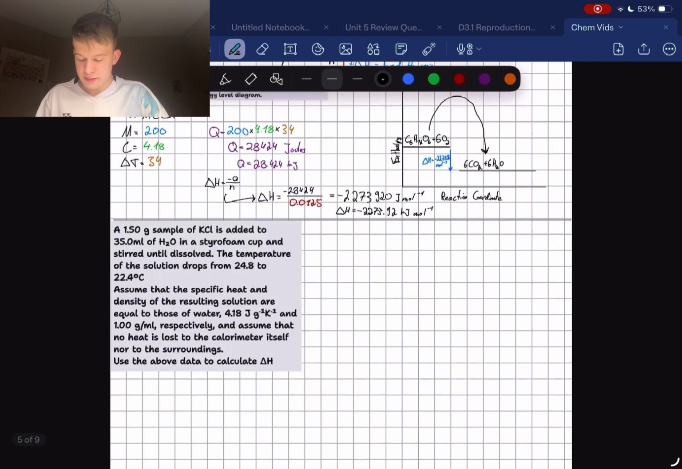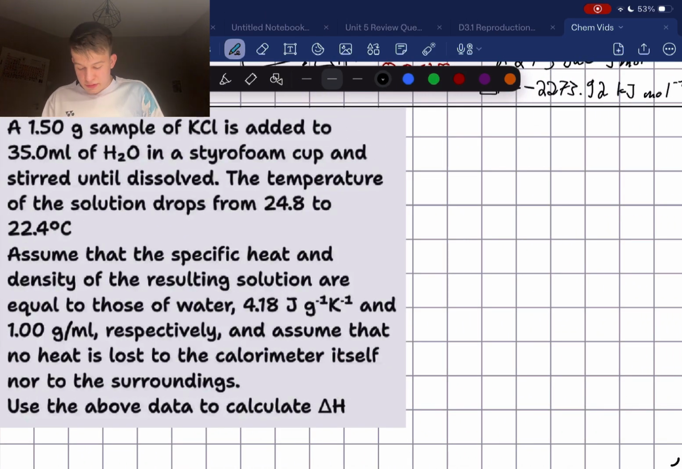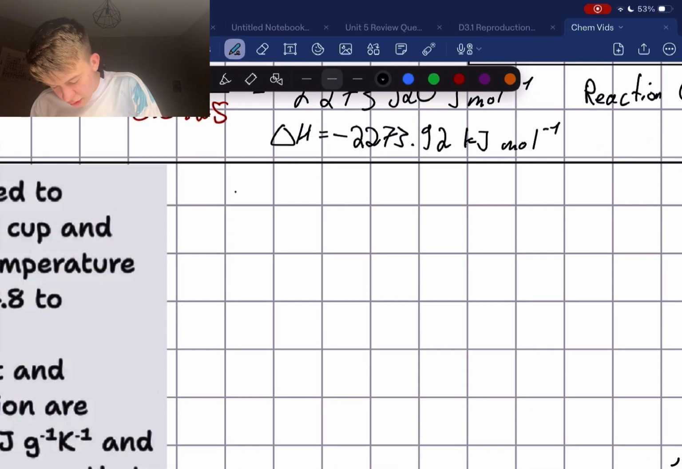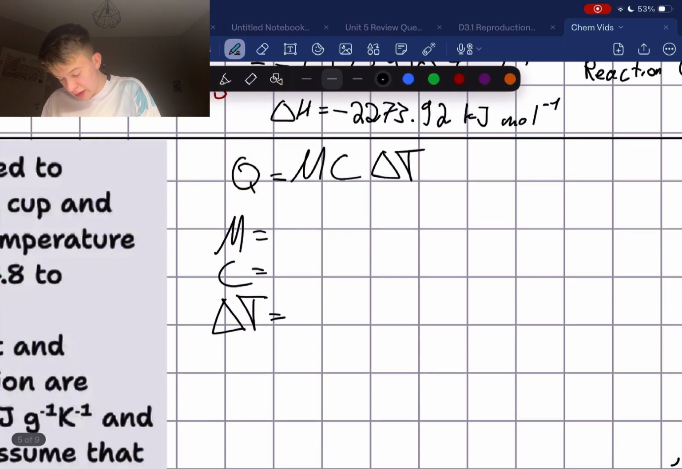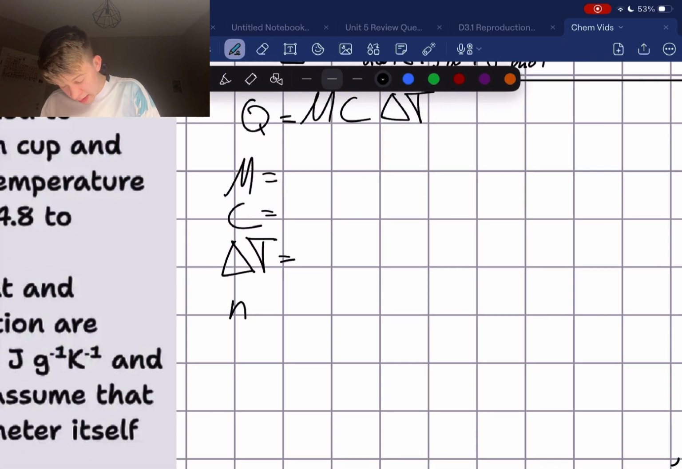Okay, next question. Let's rewrite this. We have Q equals MC delta T. So we have M, Q, and delta T. We can also add N, and we can also add molar mass.